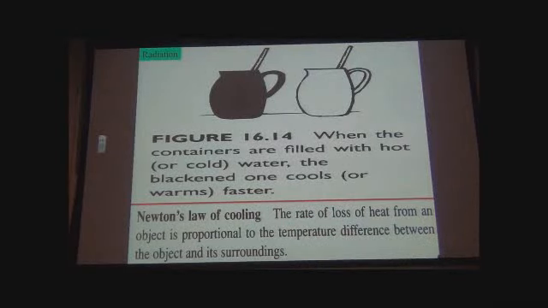Show of hands for how many of you think that the white pot will cool down faster? 1, 2, 3, 4, 5. Okay. Does anyone beg to differ? 1, 2, 3, 4, 5. Oh no, we have a tie. What are we going to do? It's a democracy. We can't make any decisions if it's a tie.